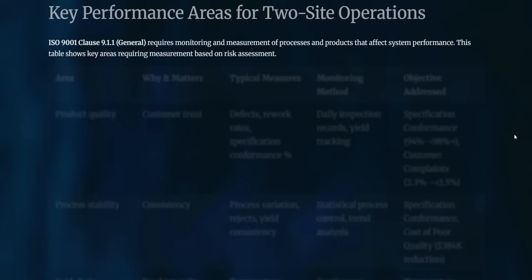ISO 9001 Clause 9.1.1 General Overview requires monitoring and measurement of processes and products that affect system performance. The table below will show the key areas requiring measurement based on risk assessment.